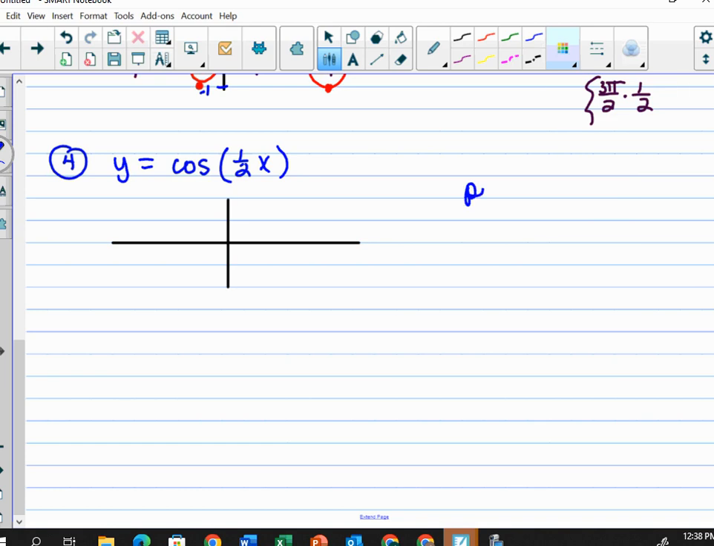All right, guys, so the period, 2 pi over b, okay? 2 pi divided by 1/2. When you're dividing by a fraction, that is the same as multiplying by the reciprocal. Are we okay with 4 pi being the period?